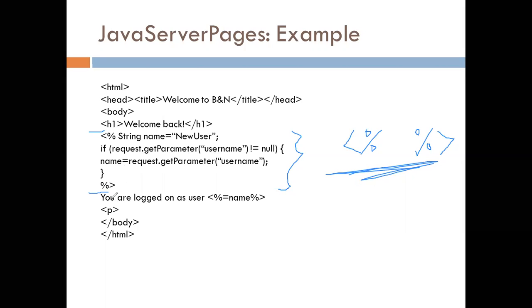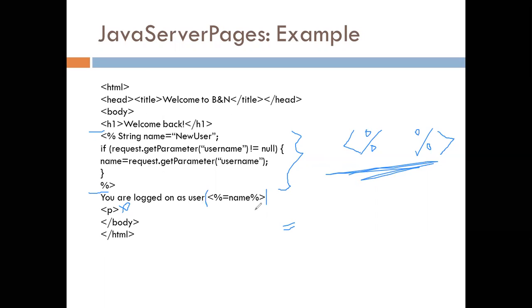Then "You are logged in as" user. Again, the Java code is injected, and the name will be printed over here. In order to print a variable, we have to use this particular syntax: all expressions are preceded with an equals sign, so equals name. Now close the paragraph tag. Then close the body tag and HTML tag.